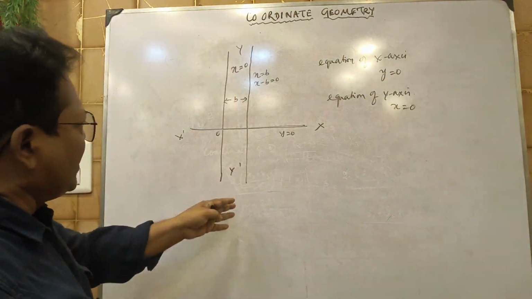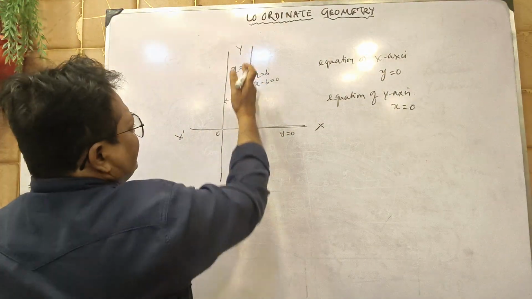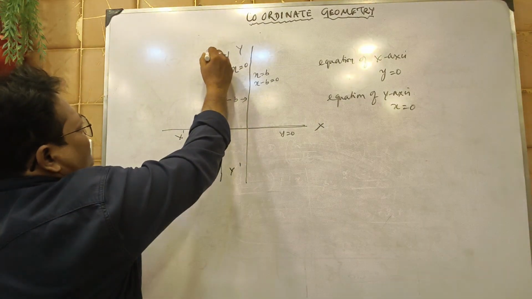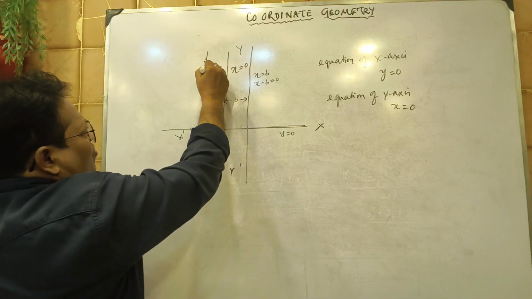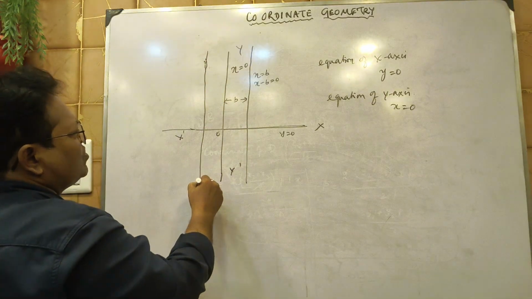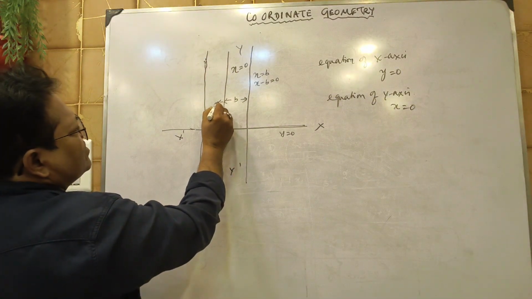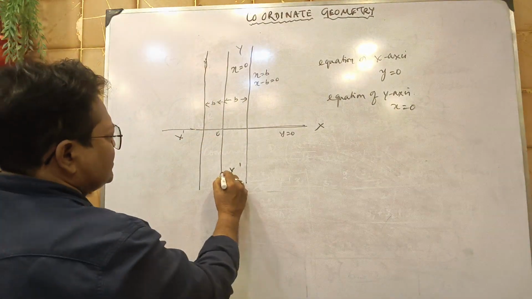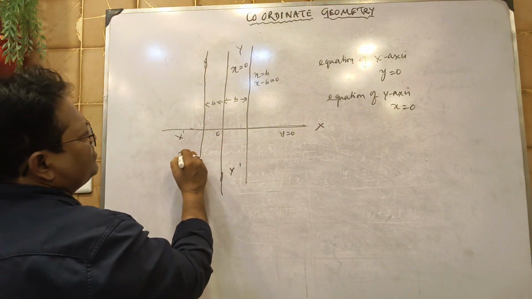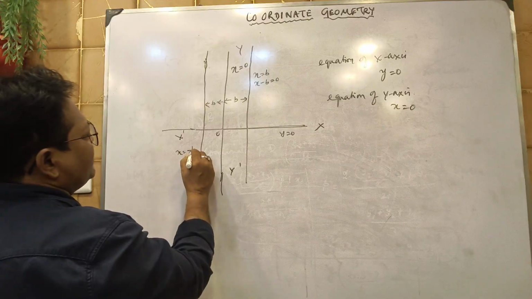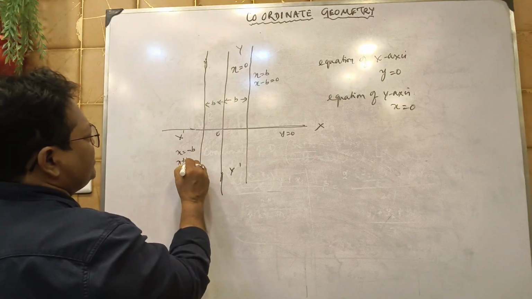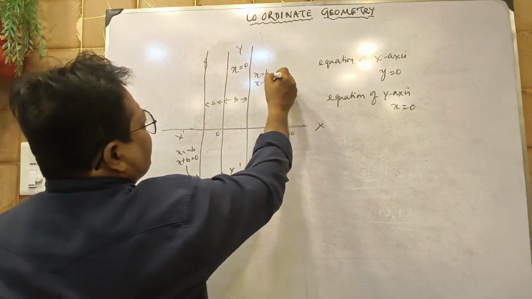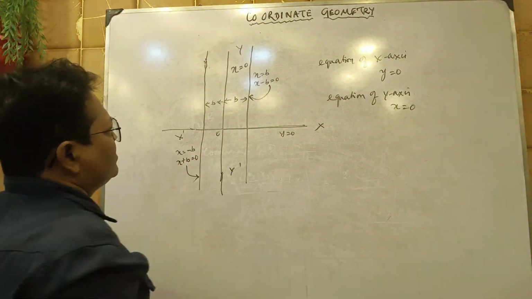Similarly, if a line is parallel to the y-axis and it is at the left side of the y-axis, then its equation will be x equal to minus b. That is, x plus b equal to 0 is the equation of this line.